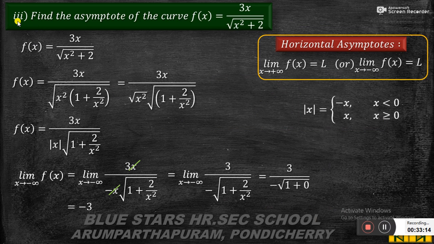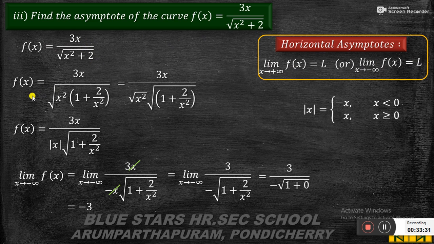Now you see the third subdivision, f of x equal to 3x by square root of x square plus 2. The horizontal asymptote condition is the limit as x tends to plus infinity of f of x equal to L, and the limit as x tends to minus infinity of f of x equal to L. So now I write the function f of x equal to 3x by square root of x square plus 2.